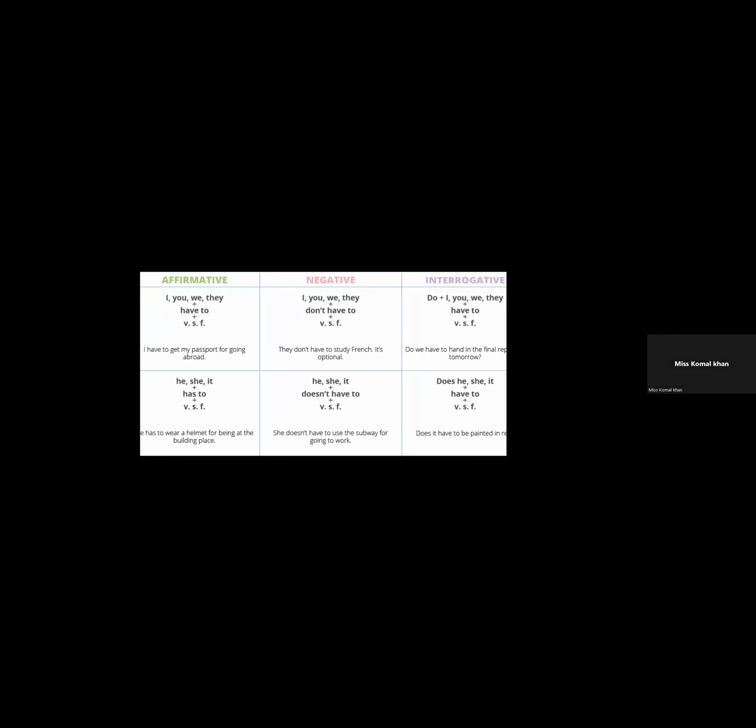As you can see, for making an affirmative, meaning positive, sentence with I, you, we, they, we use have to plus verb first form. With I, you, we, they, we use have to plus first form of verb. In order to make negative, we have to add not. Do not, don't. I, you, we, they plus don't have to plus verb first form. In order to make interrogative, do पहले आ जाएगा, do I, you, we, they plus have to plus verb first form and then the rest of the sentence and question mark. And if you find he, she, it, you just have to add has to with that.